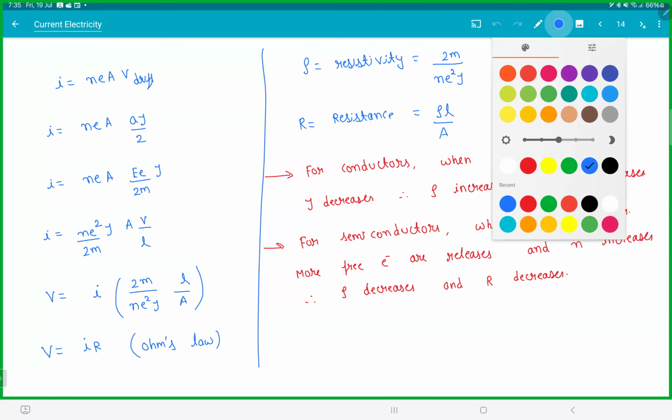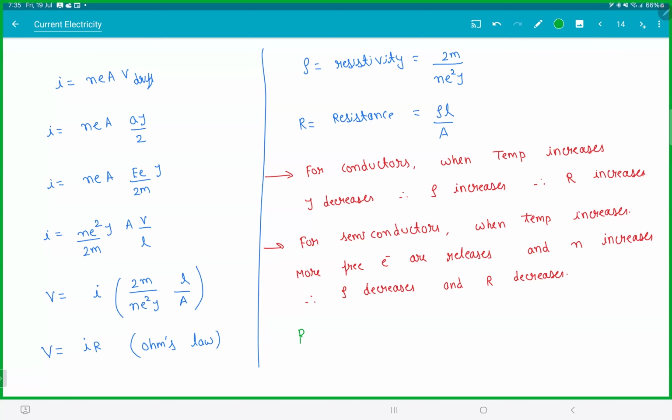So we can take resistance like this. R is equal to R naught into (1 plus alpha delta T). Here, alpha is the temperature coefficient of resistivity, and R naught is the resistance at 0 degrees. Clear?